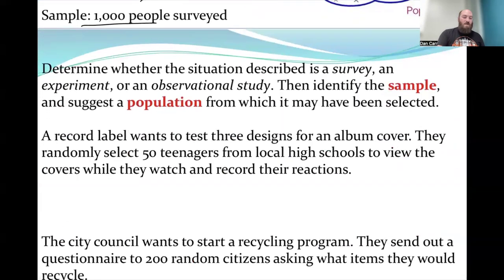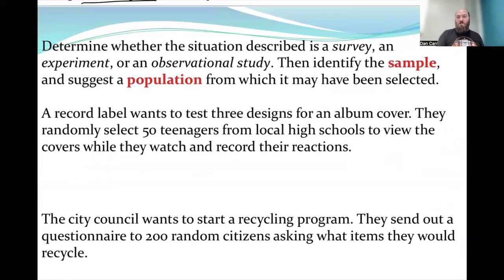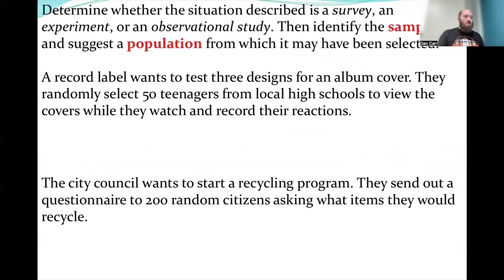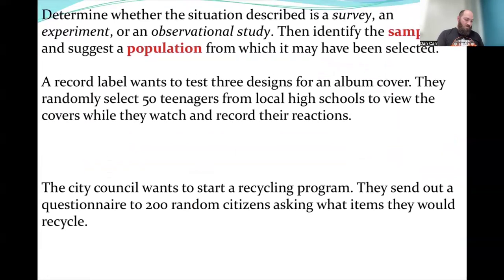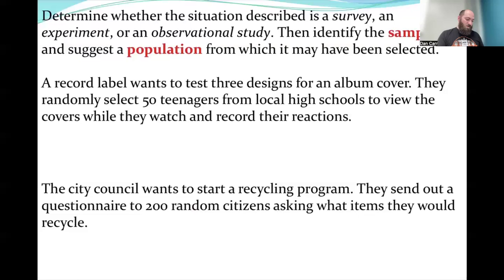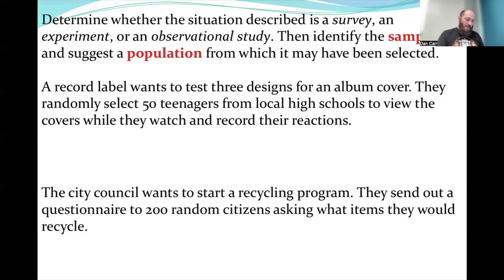So next thing I want to say is determine whether the situation is described as a survey, an experiment, or an observational study. And then we're going to identify the sample and suggest a population from which it has been selected. So a record label wants to test three designs for an album cover. They randomly select 50 teenagers from local high schools to view the covers while they watch and record their reactions. Because we're just watching, this is an observational study.